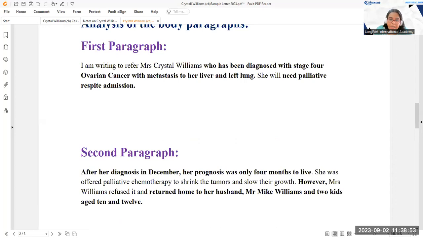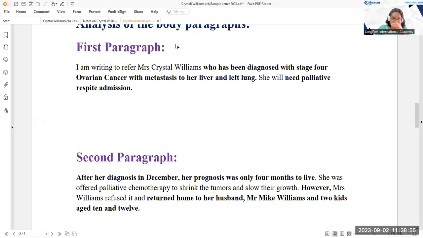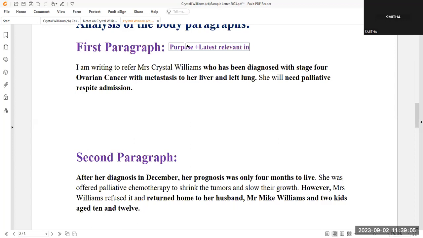Okay, so Smita, can you read the first paragraph for me, please? Yes, ma'am. I am writing to refer Mrs. Crystal Williams, who has been diagnosed with stage 4 ovarian cancer with metastasis to her liver and her left lung. She will need palliative respite admission. Okay, so I've used purpose and latest relevant information on the patient.